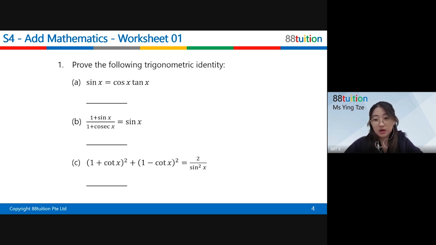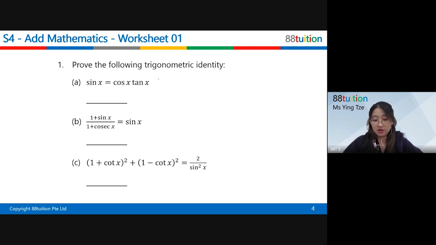Okay, so divide both sides by cosine x. Okay, I get what you mean, but usually when we do proving, the way we present our answer is usually we will start either from the right hand side or the left hand side, and then we will manipulate the expression until it looks like the other side.